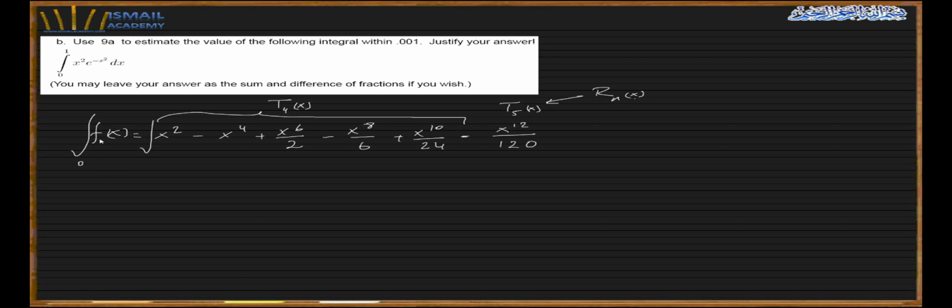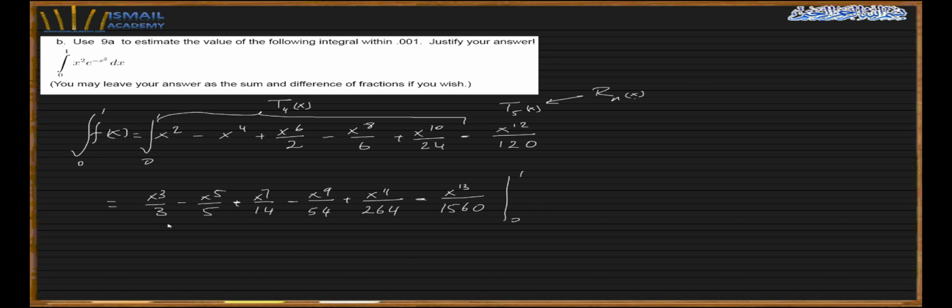When I integrate, I will take it between 0 and 1, so we'll end up having x cubed over 3 minus x^5 over 5 plus x^7 over 14 minus x^9 over 54 plus x^11 over 264 minus x^13 over 1560. Now I integrate from 0 to 1. Keep in mind this is my T4, this is my estimation because I'm using the previous one, this is just for the remainder.